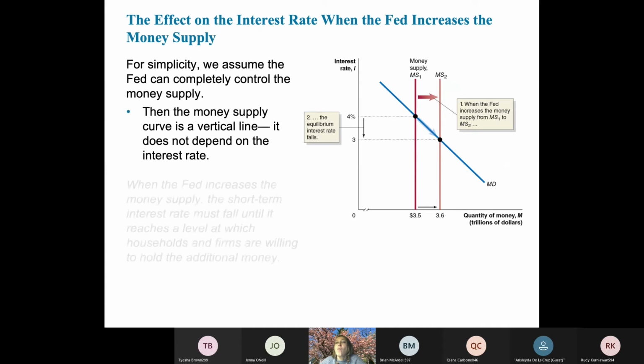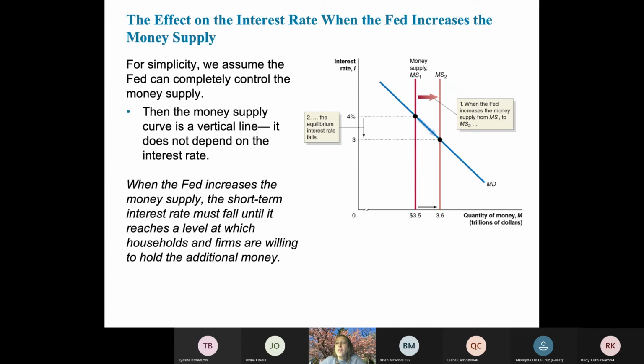Okay, so when the Fed increases money supply, and money supply is not dependent on the interest rate, it's just determined by the Fed, so that the money supply will be 3.5 or 3.6 trillion dollars. Remember, we're talking about M1. That's about 3.5 or 3.6 billion dollars.